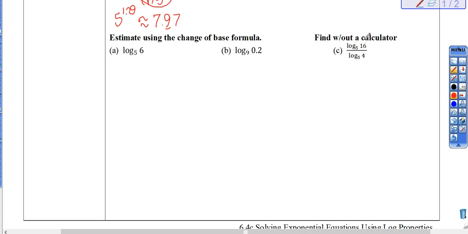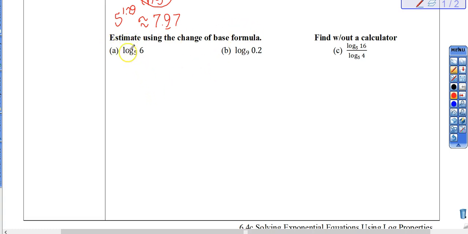So, the two on the right, on the left, A and B, you have to use a calculator or spend like an hour trying to find the exact answer. Well, probably not an hour, maybe like 10 minutes, but still a long time. But C, you can do without a calculator, okay? So first we'll do these two, estimating using the change of base.